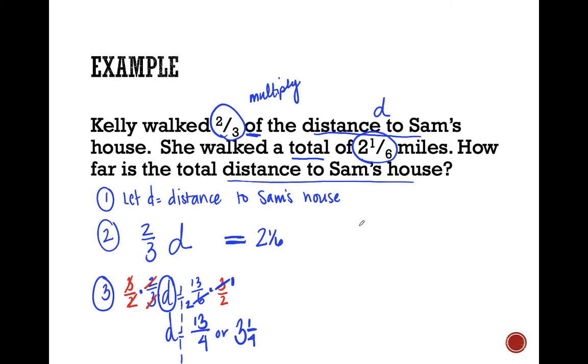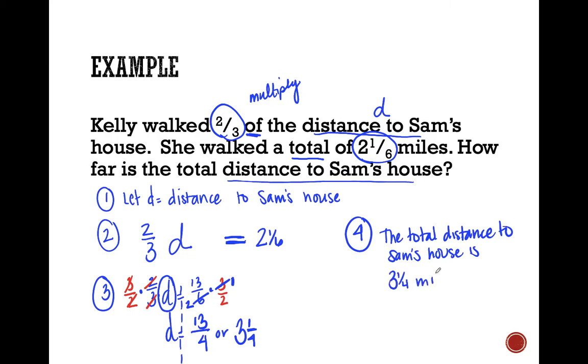So our final step is to write a conclusion statement. So the question was, how far is the total distance to Sam's house? We're just going to rephrase that and put our answer in. The total distance to Sam's house is 3 1/4 miles. Doesn't have to be a paragraph, just a short, sweet sentence.